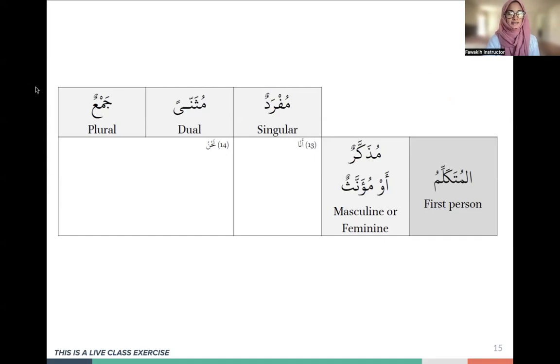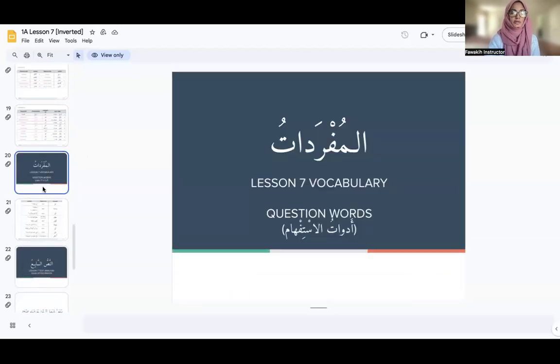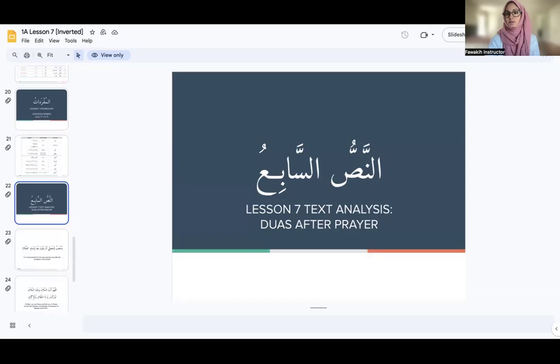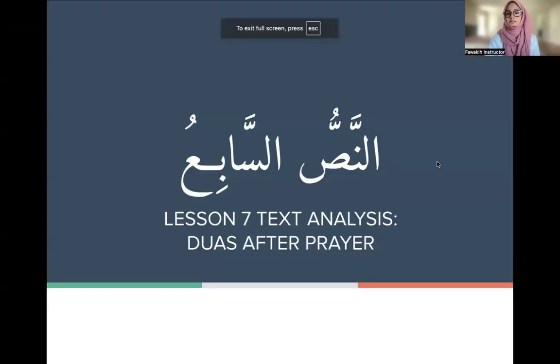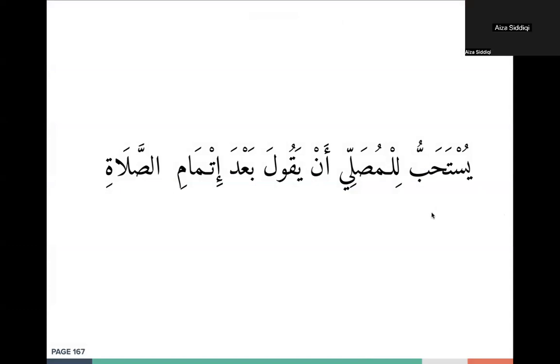Inshallah, you'll get it. Okay, so let's move on to al-qira'ah. النص. النصوص. المفردات. Okay, we already did that. Let's go. النص السابع. Okay, سنبدأ بعايزة. هل أنت جاهزة? Are you ready? نعم. Okay, تفضلي.